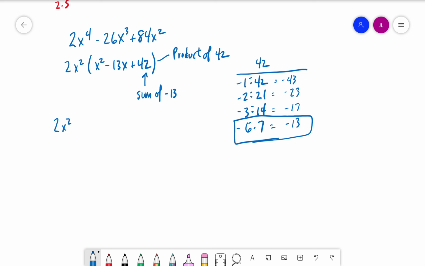Don't forget we have our 2x squared, our original factor term out, multiplied by, remember we're looking at negative 6 and negative 7 here. So we would have x minus 6 and x minus 7. Okay, so this is how we factor a polynomial here. We can factor out the greatest common factor first if we have a situation like this, because we would like to look for places where we can get the coefficient of our leading term to 1. It makes it a little bit easier for us to do that.